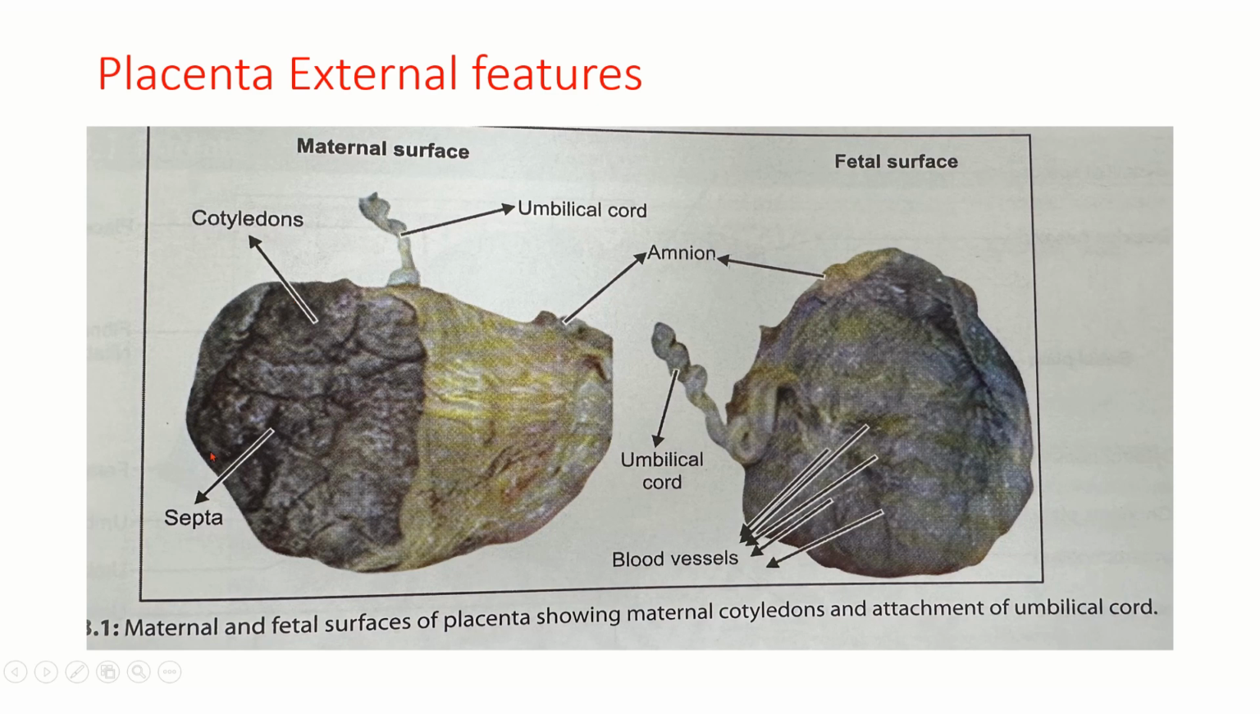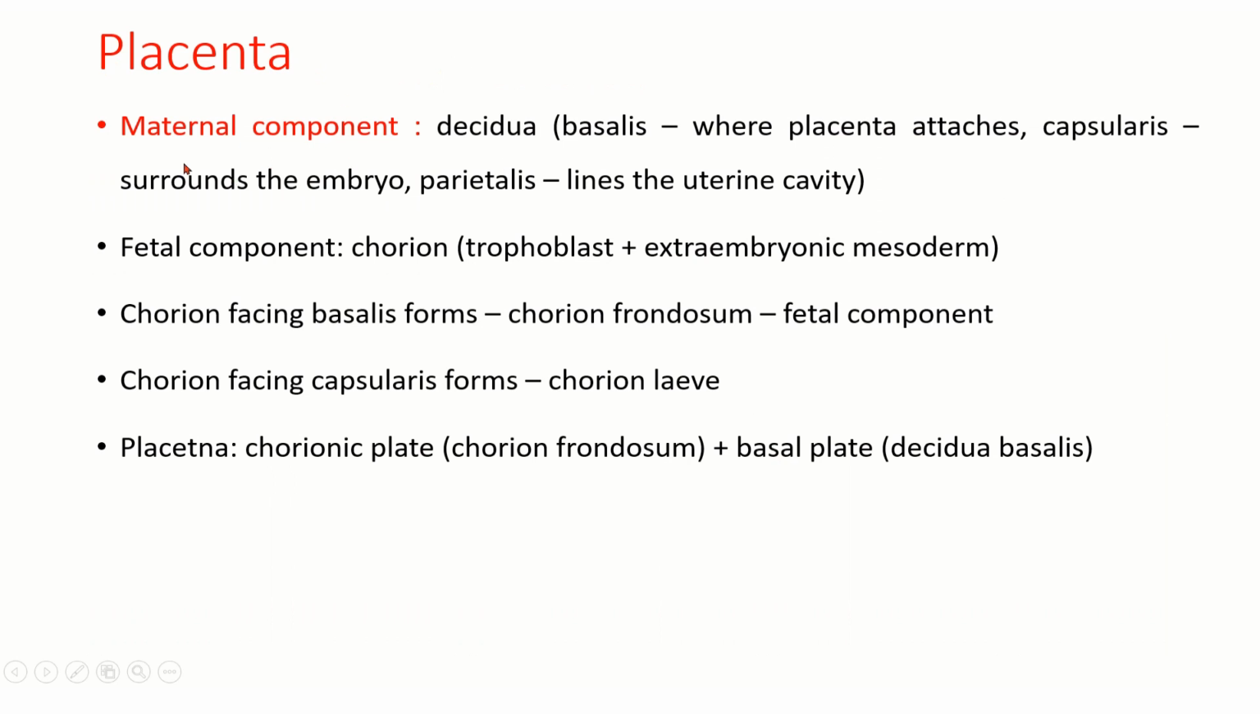You can see here, this is the maternal surface showing the cotyledons, and this is the fetal surface, which is smooth, lined by amnion. In the placenta, the maternal component is the decidua. The decidua is classified into three different parts: decidua basalis, where placenta is attached, capsularis, which surrounds the embryo, and parietalis, which lines the uterine cavity.